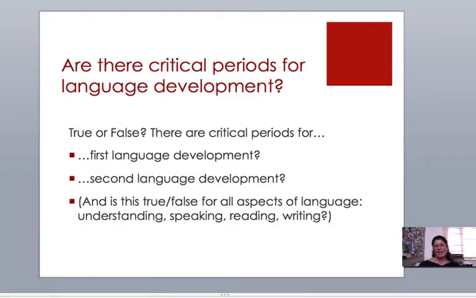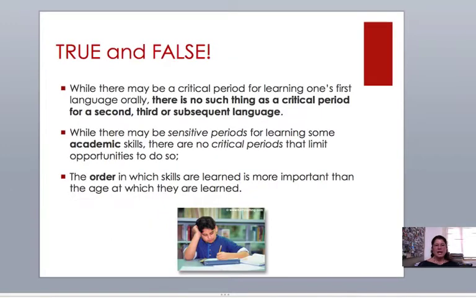Here's a question for you. True or false? Are there critical periods for first language? Are there critical periods for second language? And if there are or there aren't, does this apply to all the aspects of language? For example, understanding language, being able to speak and reading and writing. Are there critical periods for any of those elements? And basically, yes and no, okay?